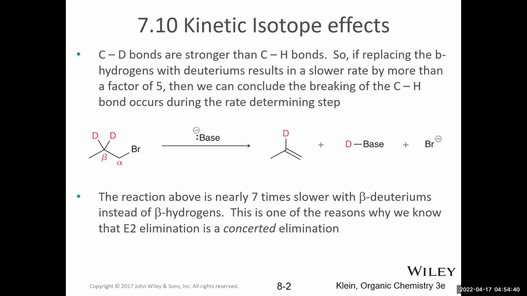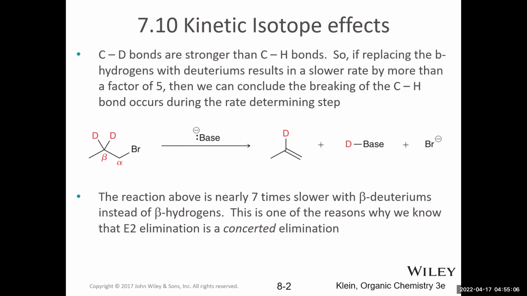Right, so we talked about the fact that carbon deuterium bonds are stronger than carbon hydrogen bonds. So if the rate slows down by a factor of 5 or more, then it can be concluded that the breaking of that carbon hydrogen bond is occurring in the rate determining step. So that's one way of analyzing the kinetics and learning about different reaction mechanisms.